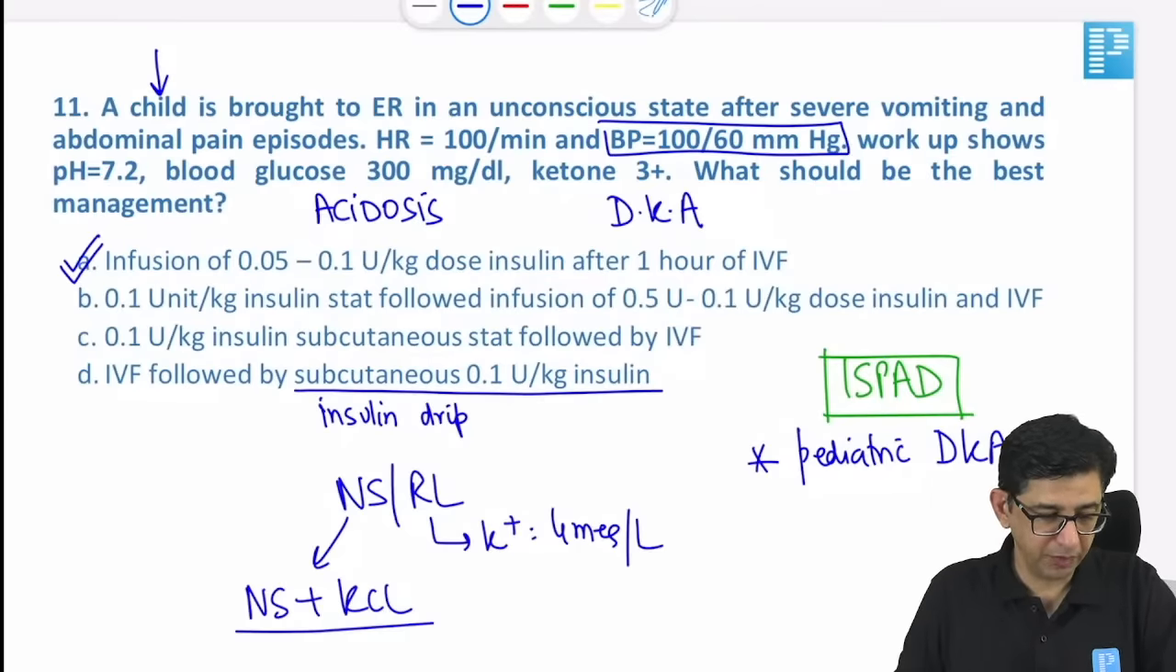ओके जी, फाइन. बोलस पॉइंट पॉइंट 1 यूनिट डॉक्टर.